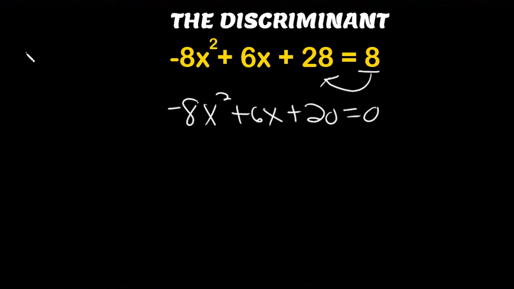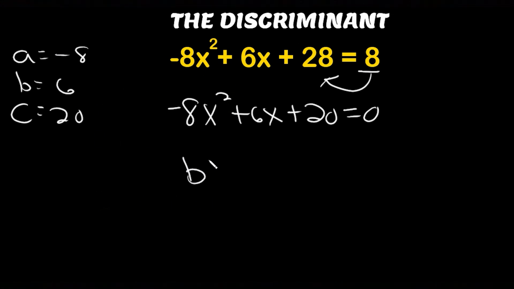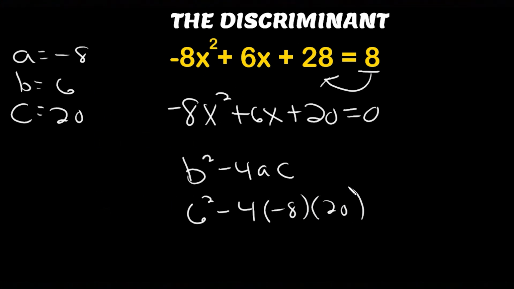Let's list out the coefficients, A, B, and C. A is negative 8, B is 6, and C is 20. Writing out the discriminant, we get B squared minus 4AC, and then right below we can start plugging it in. So my B is 6. So 6 squared minus 4, my A is a negative 8, and my C is positive 20.